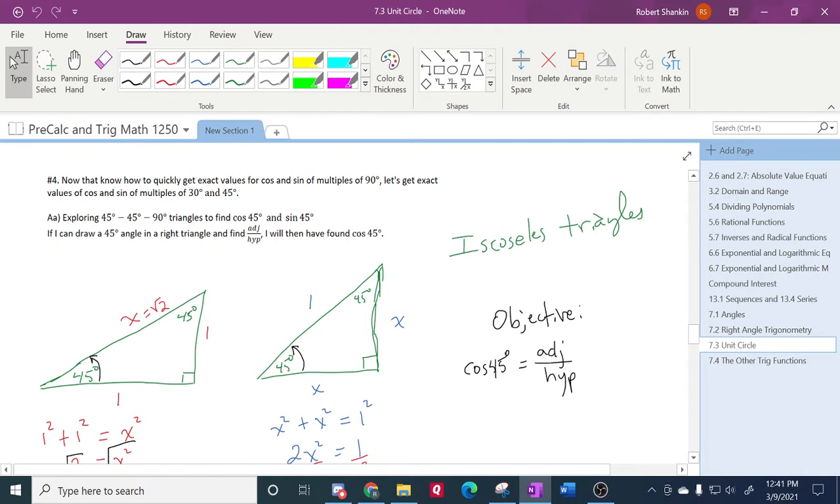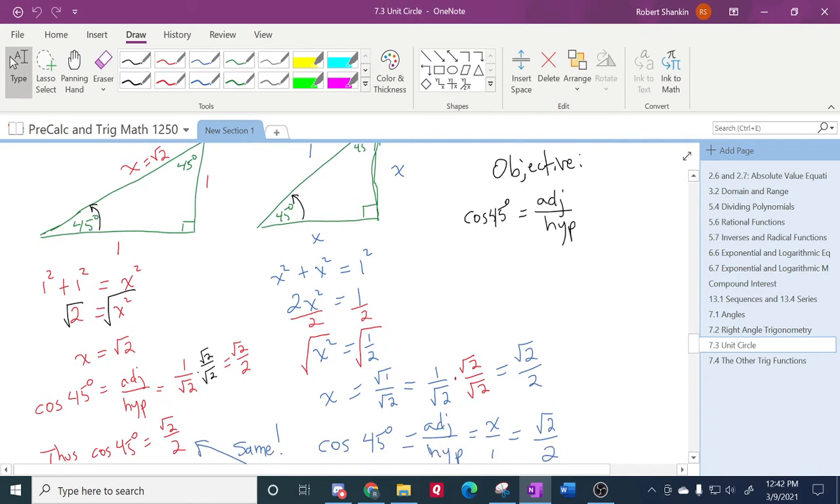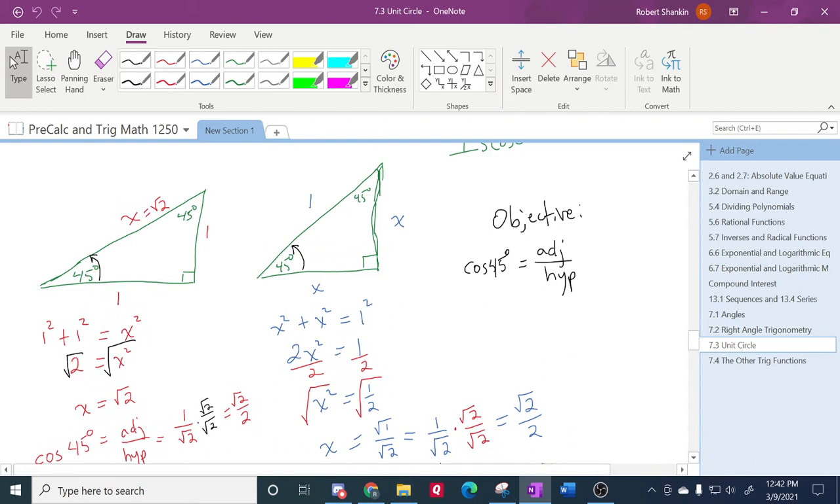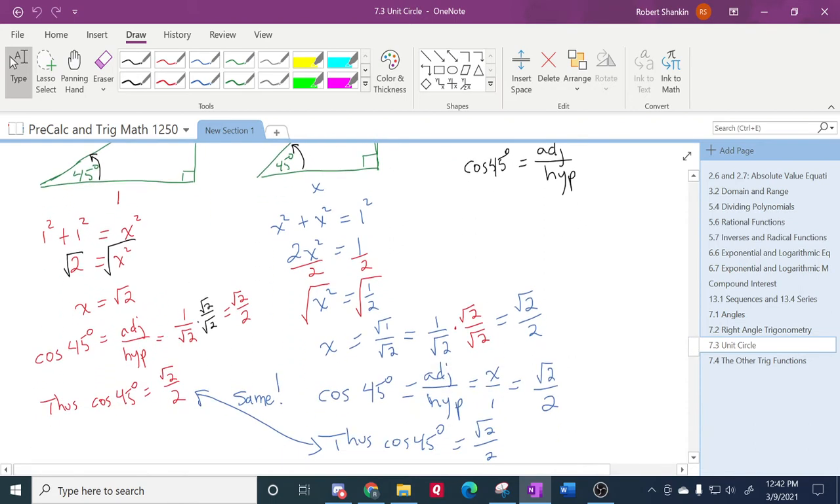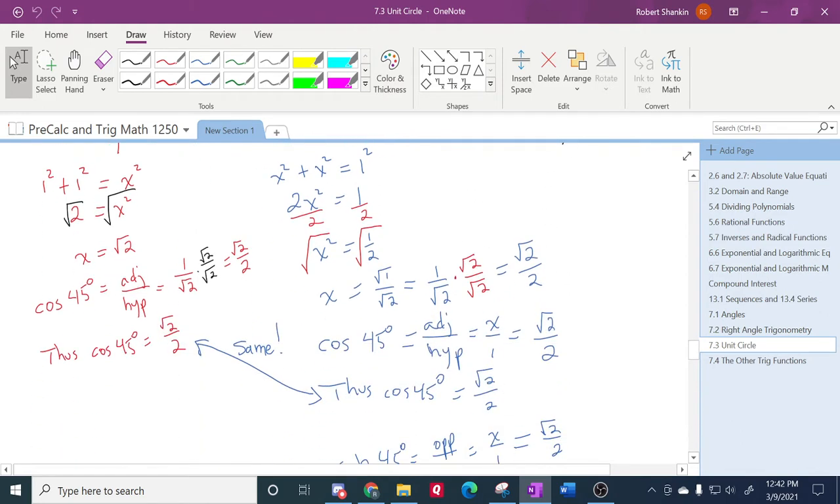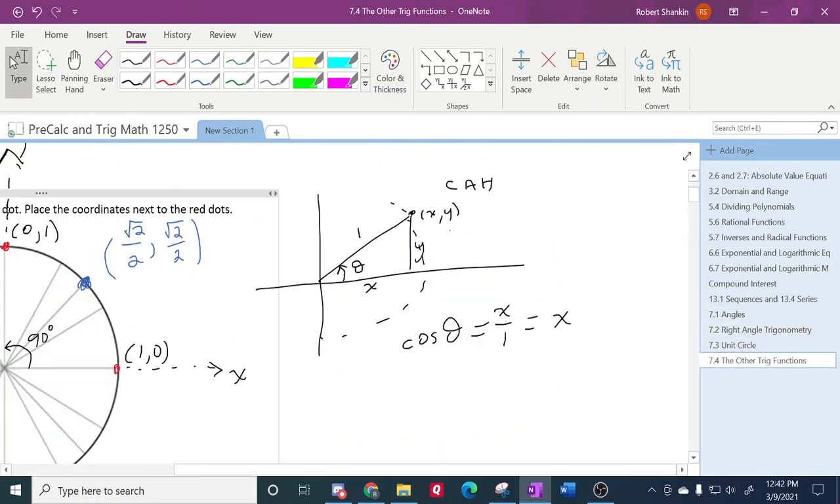And we said, let's make this one be 1. And then these two can be the same letter, because they have to be equal. And then we just solved x squared plus x squared equals 1, and we wound up getting x being square root of 2 over 2. Now, if x is square root of 2 over 2, then the cosine of 45 degrees is the adjacent over the hypotenuse, square root of 2 over 2 over 1, square root of 2 over 2. So this is square root of 2 over 2 twice.